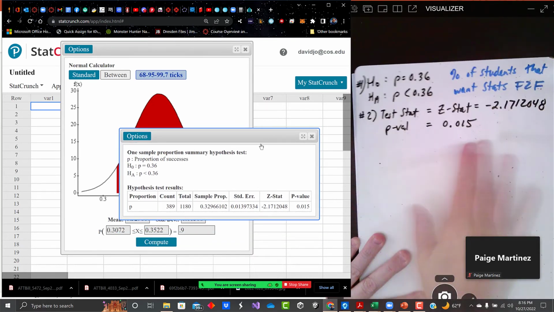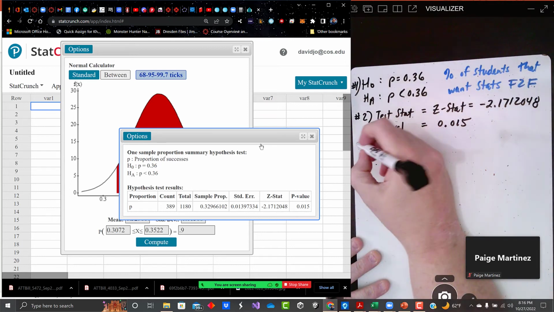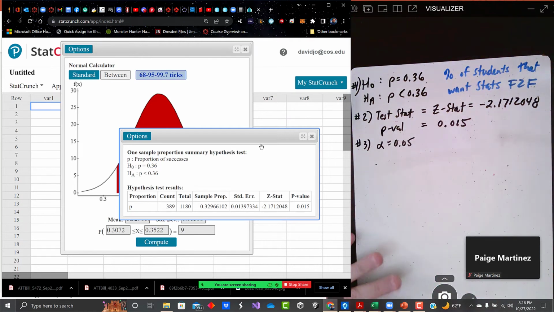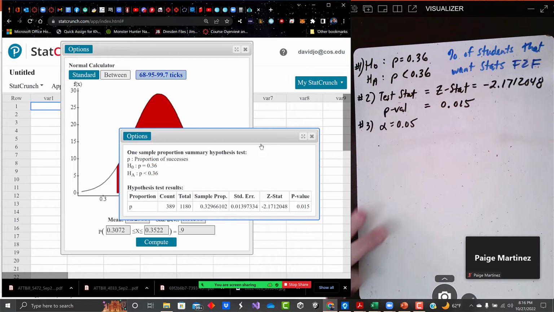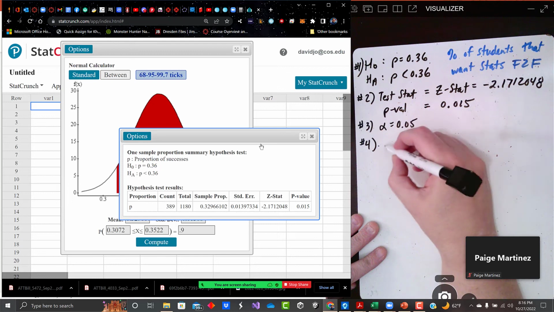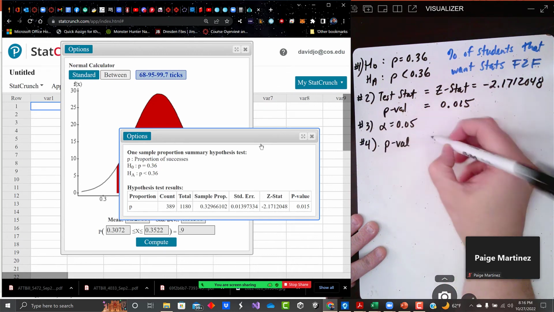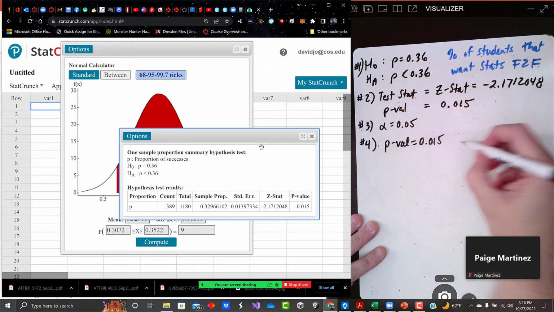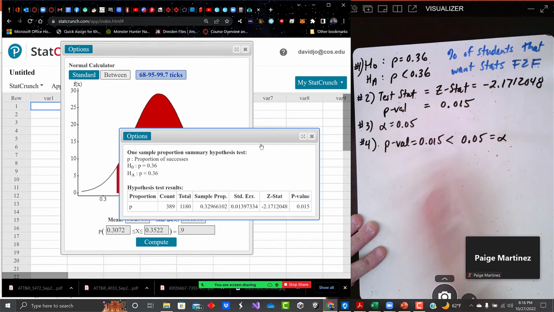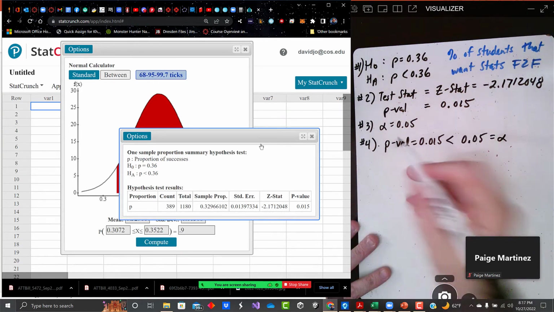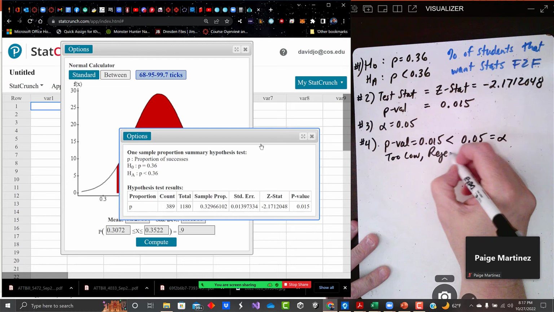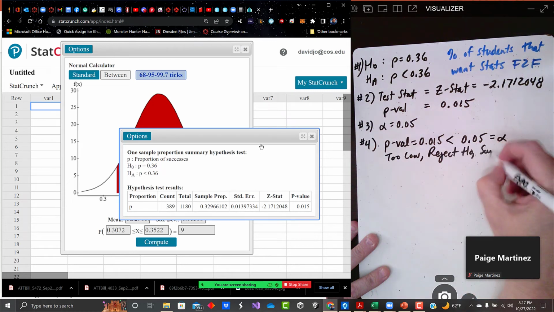So, back to our steps. Step 3, I didn't give you alpha, so we're going to use alpha equals 0.05. Step 4 is to compare alpha and p-value. So my p-value is 0.015 and alpha is 0.05. The p-value is less than alpha. The p-value is too low. Reject H0 and support HA.